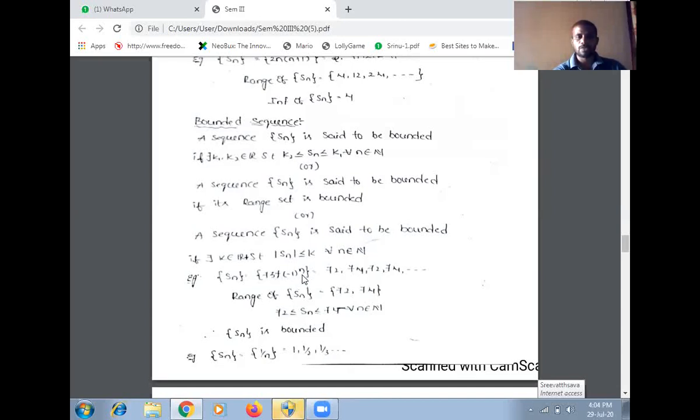73 plus minus 1 whole to the power of n equal to what here? If n equal to 1, we get 73 minus 1 equal to 72. If n equal to 2, minus 1 whole square is 1, so 1 plus 73 is 74. The third term is similarly 72, and the fourth term is 74. So 72, 74, 72, 74 is the given sequence, but 72 and 74 are the repeated values.